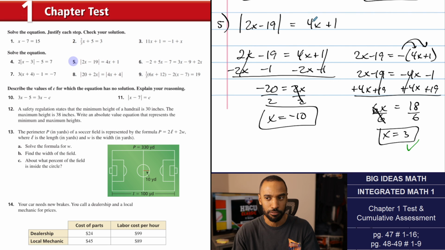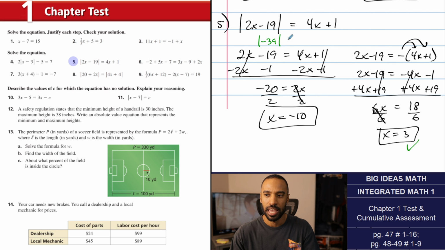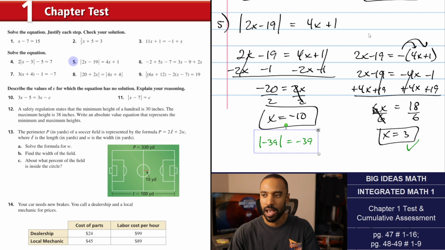4 times negative 10 is negative 40, plus 1 is negative 39. Now, if you do everything within here, you're actually going to get absolute value of negative 39 equals negative 39. And that's not a true statement. That is not a true statement. Absolute value of negative 39 equals positive 39.